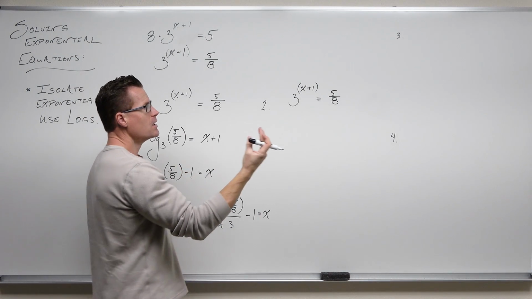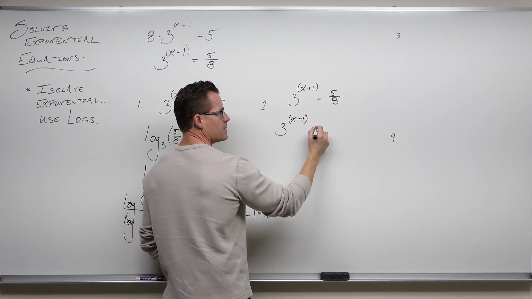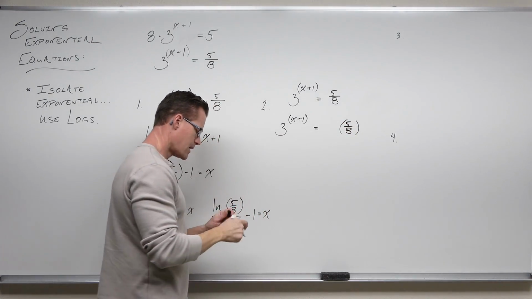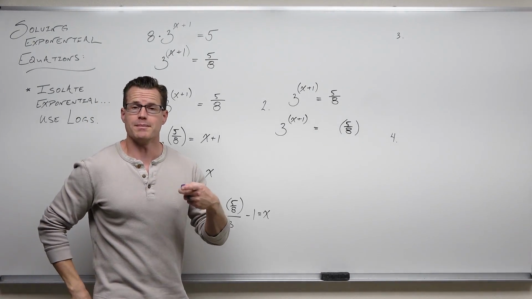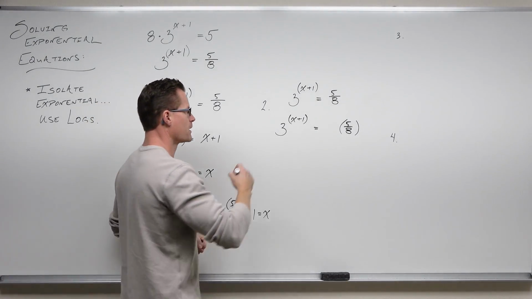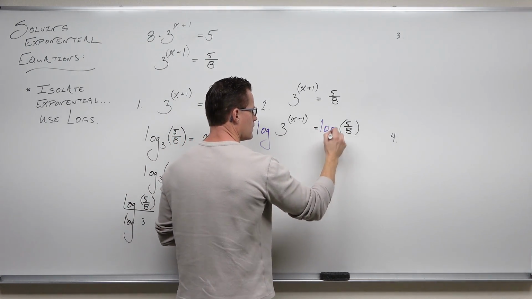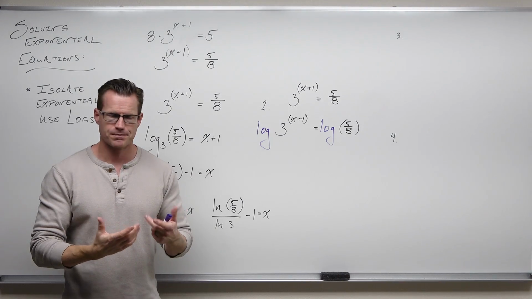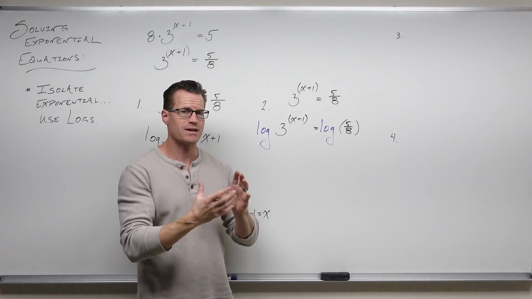So we would take our 3 to the x plus 1 and our 5/8, and we would take a logarithm on both sides. Whatever base you want, right? But we're picking a base of 10 because that's on your calculator. Now, why in the world does this work? On the right-hand side, you still have a constant. Logarithm of 5/8 is still a constant.